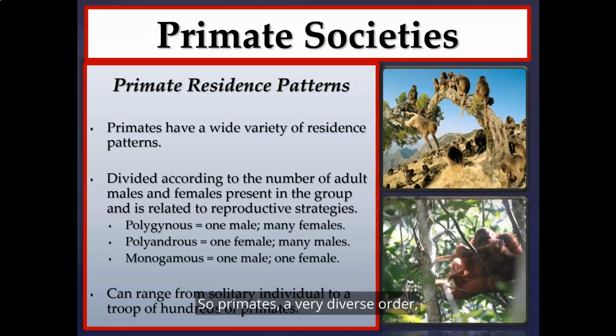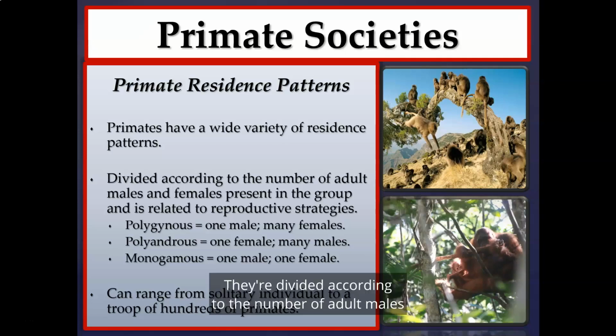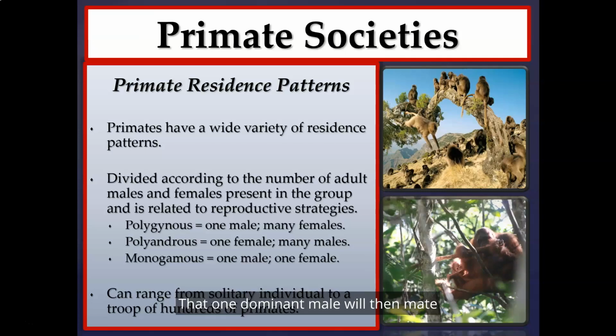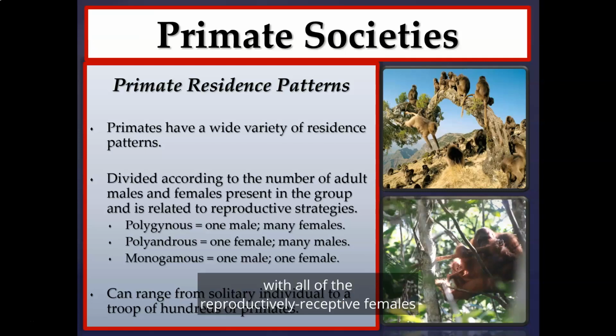So primates, a very diverse order. They have a wide variety of residence patterns and mating strategies. They're divided according to the number of adult males and females present in the group, and it is related to their reproductive strategies. Some of the reproductive strategies we will explore: polygynous. Polygynous societies consist of one dominant male and many females. That one dominant male will then mate with all of the reproductively receptive females in that group.